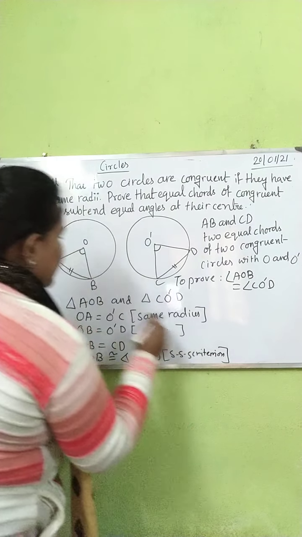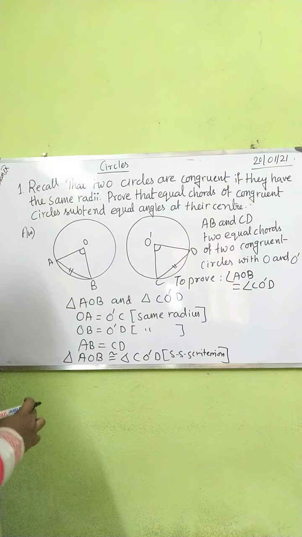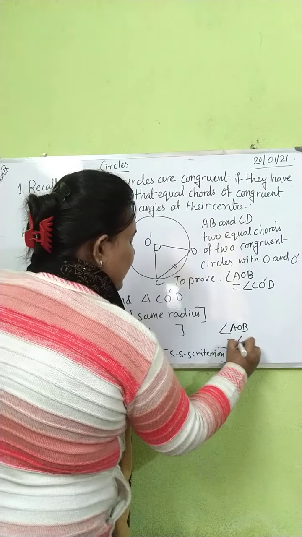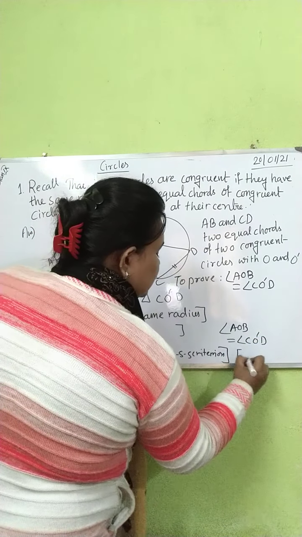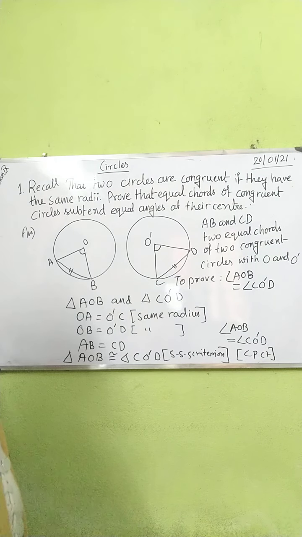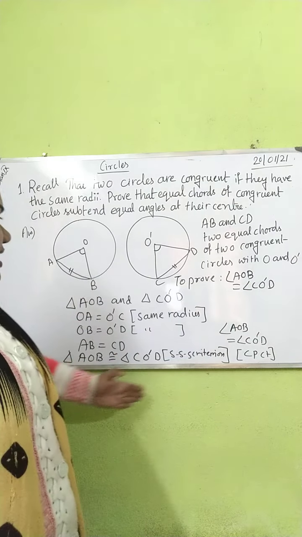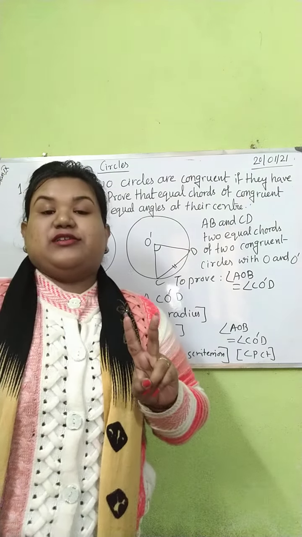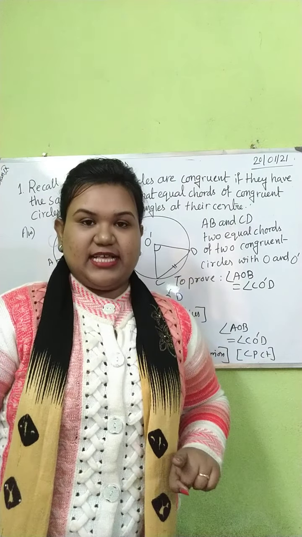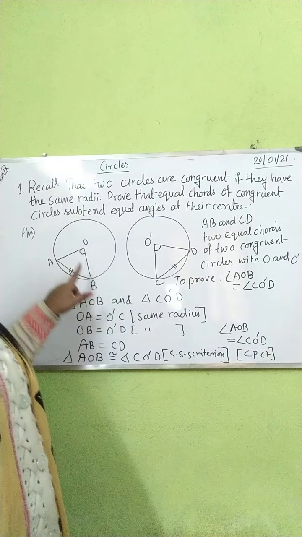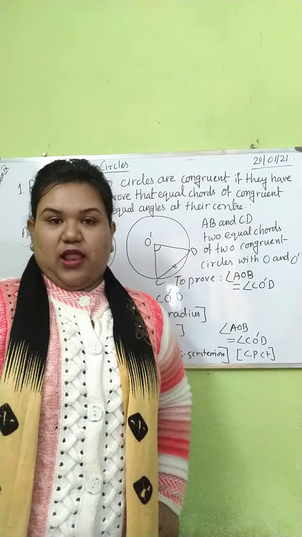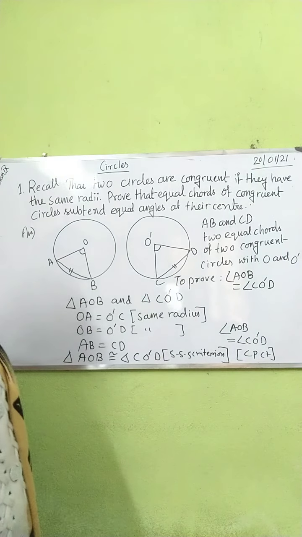After that, because these two triangles are congruent, we can write that angle AOB is equal to angle CO dash D because of CPCT, corresponding parts of congruent triangles. That means from this we can find that if two circles are congruent having the same length of radius and having equal chords, then the angles subtended at the center will also be equal. Okay, hope you understand that.